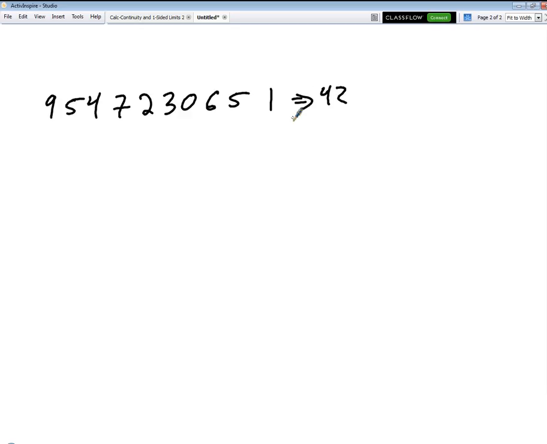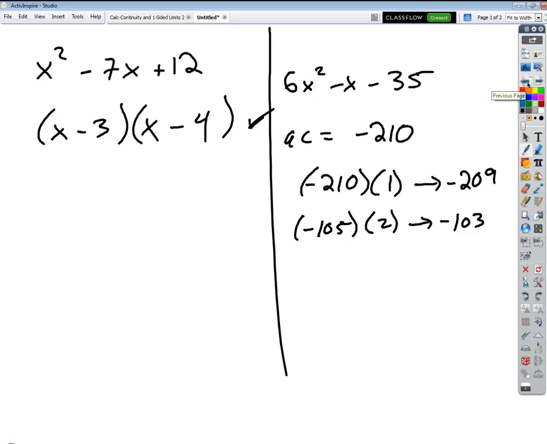Is 42 divisible by 3? Well, I can add up that number again. I can keep doing this over and over again. 4 plus 2 is 6, and obviously 6 is divisible by 3. We probably knew 42 was divisible by 3, but you get the idea? Okay. So keep going.